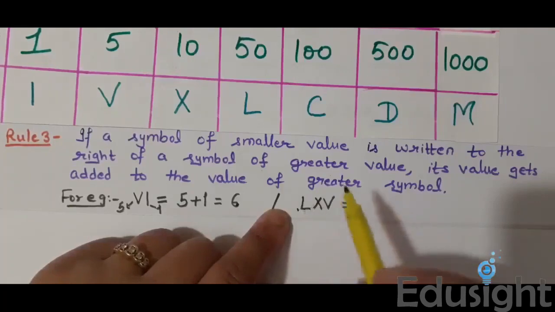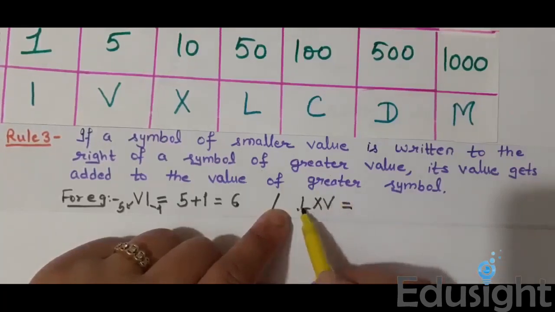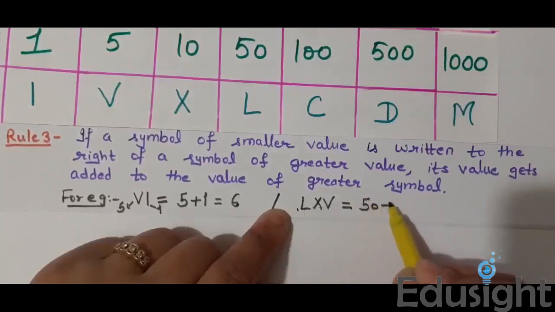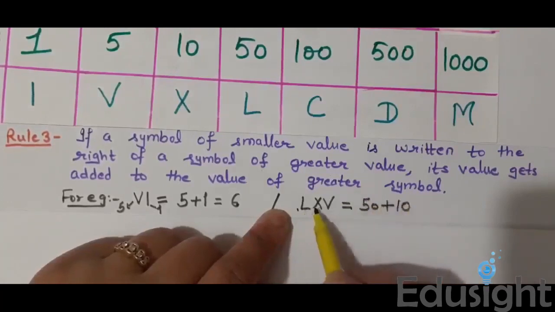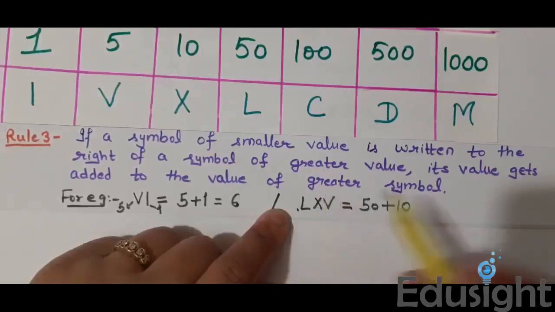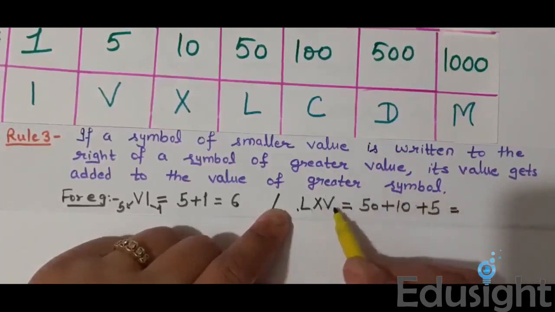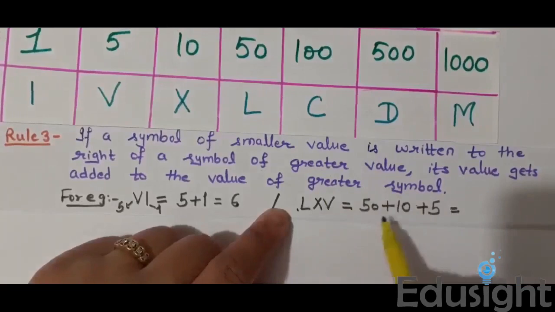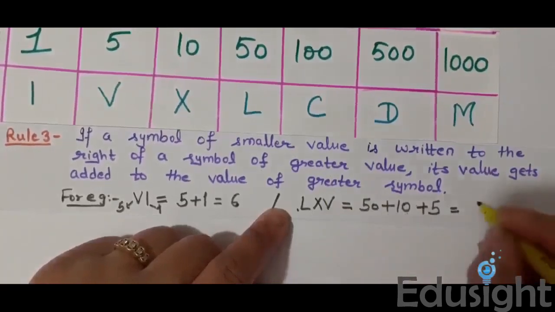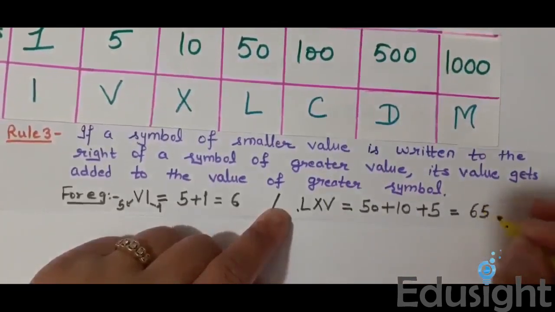It means we will add 50 and 10, as X is written on the right side of L. Right? Now one more symbol is there, V. And V is smaller than X. V is for 5 and X is for 10. So again we will add the number for V, which is 5, as it is written on the right side. So adding these, 50 plus 10 is 60 and 60 plus 5 is 65.